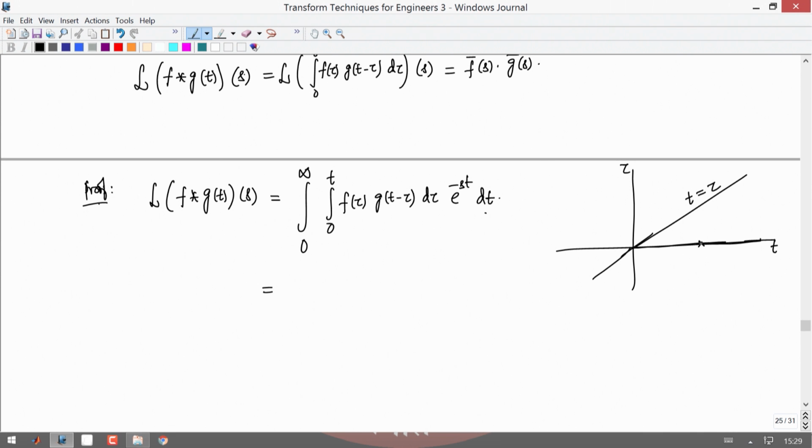Tau is going from 0 to t. So, you are going like this. So, you are integrating like this. You fix your t, you are doing like this. You fix your t, you are trying to integrate like this. So, you fix t, first you integrate the tau variable from 0 to t, like that it is going.